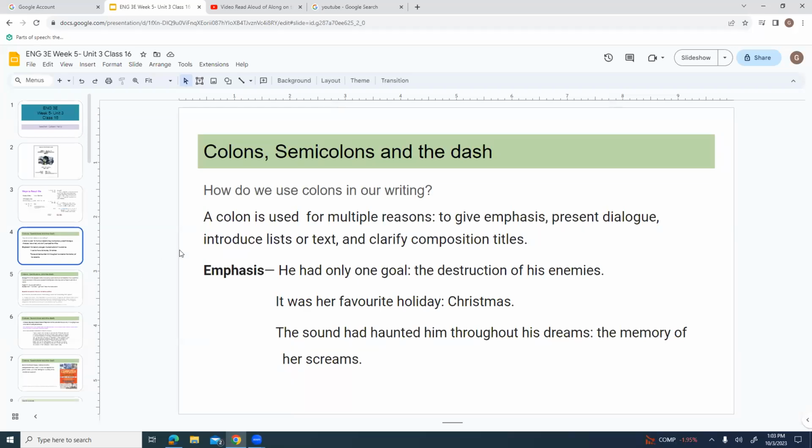So for example, if I were using it to provide emphasis, we could have something like, he had only one goal: the destruction of his enemies. Can you see the colon? I always picture like a dramatic pause when you see the colon. It was her favorite holiday: Christmas. The sound had haunted him throughout his dreams: the memory of her screams.